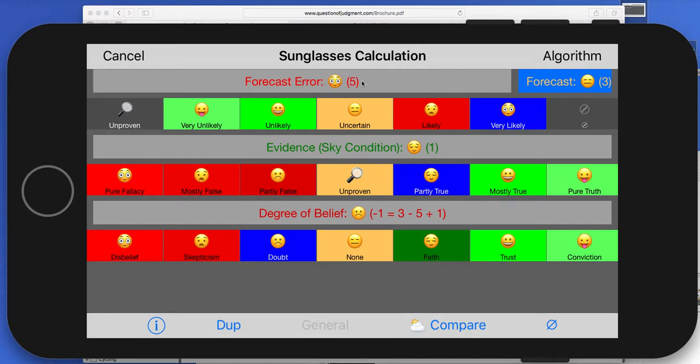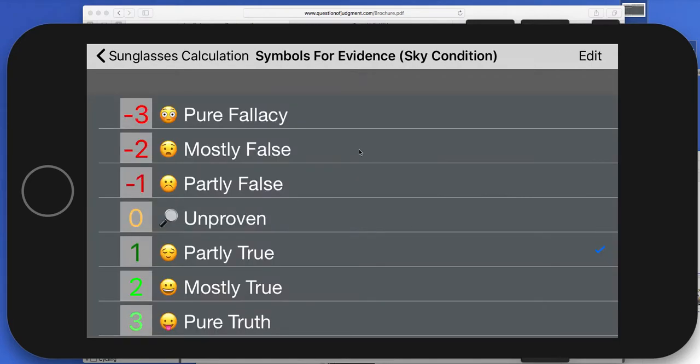So these first two buttons, the forecast and the forecast error, they basically have to do with our feelings. Now, what we want to do is balance our feelings with our thoughts, and we can use evidence to do that. Now, this is on a scale from -3 to +3, and most of the time we start at 0 because we don't know one way or the other. As we gain information, we can change these ratings. We can move them up or down.